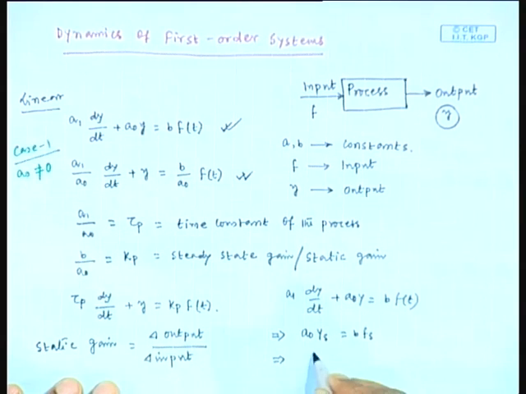Now, if we rearrange this, ys by fs equal to b by a naught, agree. If we rearrange this equation a naught ys equals b fs, ys divided by fs becomes b by a naught. So, what is ys by fs? That is again output by input change. That is why we have represented b divided by a naught as steady state gain. Fine, and that we have represented by Kp.